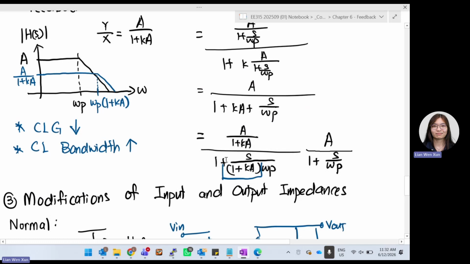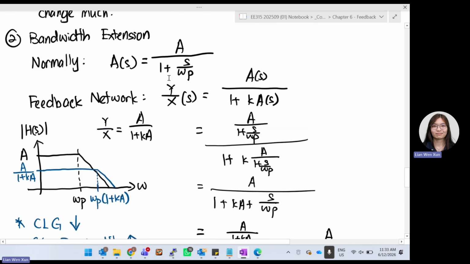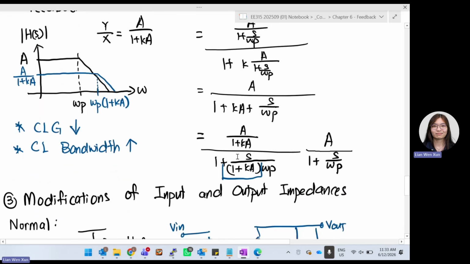So my closed loop gain now becomes A over 1 plus K. So the whole gain drops down. But what happens to your pole? My pole initially is just omega P. But right now, my pole is something times omega P: 1 plus Ka multiplied with omega P.